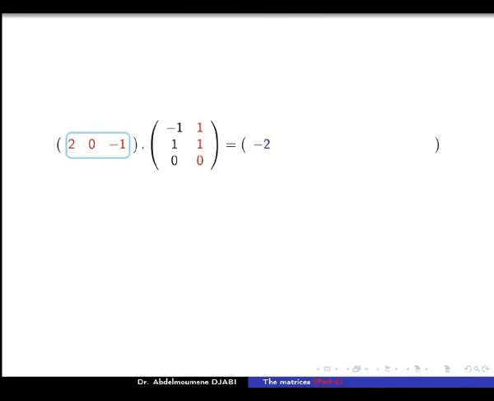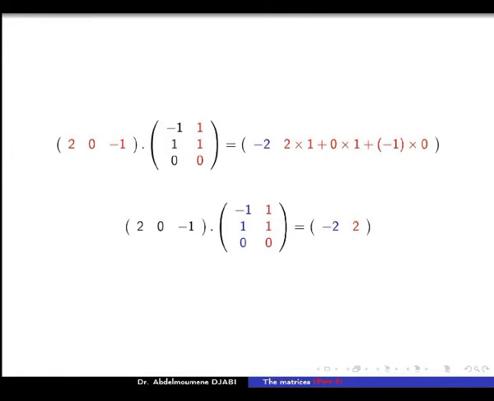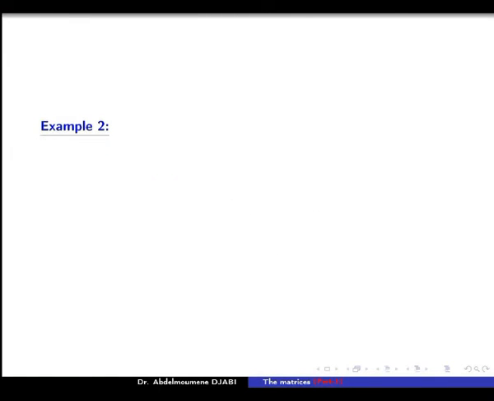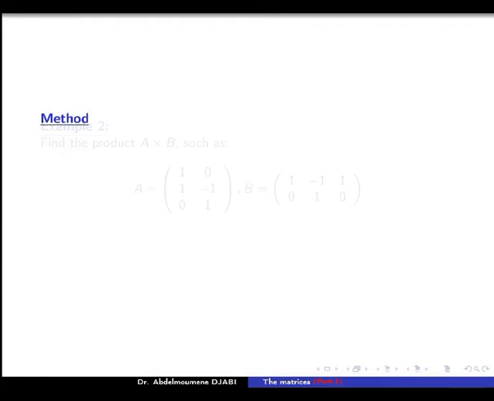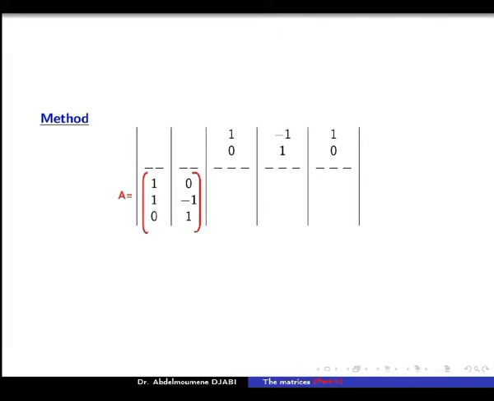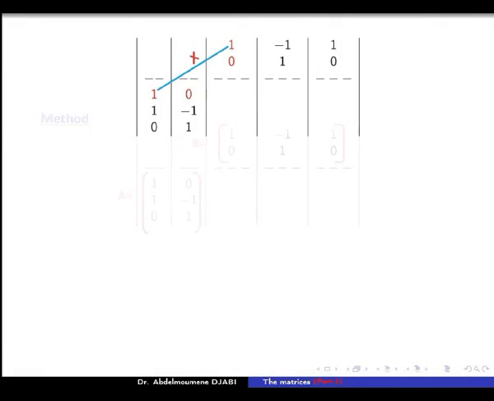For the element in the first row, the second column, we compute the sum of the products of elements of the first row of the first matrix and the second column of the second matrix. For the second example, we give a method to find the product by using a tabular. So we write the first matrix of the product on the left and the second matrix on top, and we compute the elements as follows.